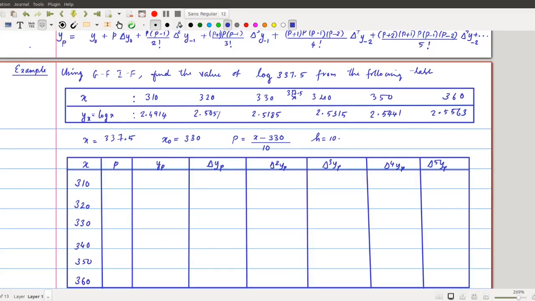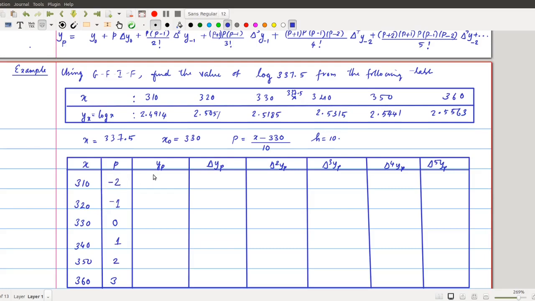Okay, this is our table. These are the x values. Then we evaluate p values for these x values. If x equals 330, then the p value is 0, because 330 minus 330 divided by 10 is 0. If x is 340, then the p value is 1, at 350 the p value is 2, at 360 the p value is 3, and for 320 the p value is minus 1, because 320 minus 330 divided by 10 is minus 1. Similarly, this is minus 2.